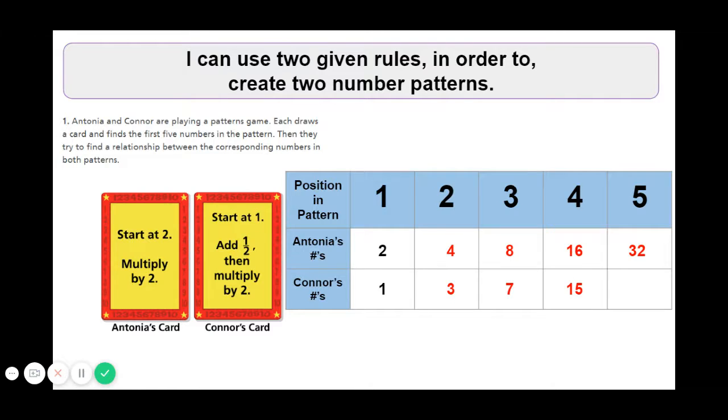And that is 15. And finally, 15.5 plus 15.5, or 15.5 times 2. 15 plus 15 is 30. I take those 2 halves, put them together, and end up with 31. So now I have their numbers, Antonia and Connor's numbers, for the 5 rounds that they play.